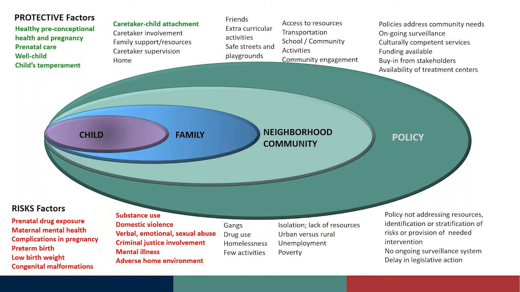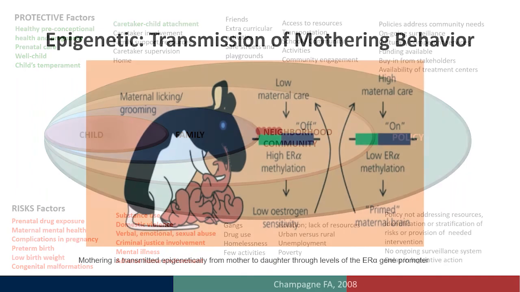If there's healthy preconceptional health and pregnancy, prenatal care, a well child that's born because of a healthy pregnancy, the child's temperament, and when there's involvement of the family and the caretaker, we look into the caretaker-child attachment. There's got to be support for that child, and there's got to be a good home. Those are the factors that would be able to mitigate some of the risk factors that the children would be exposed to, especially those with neonatal abstinence syndrome.